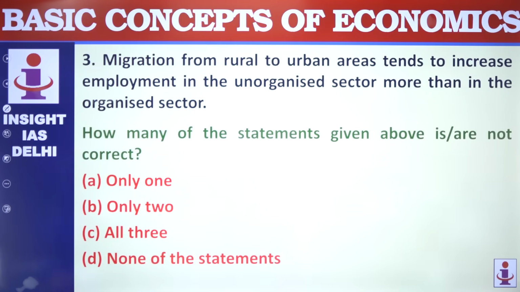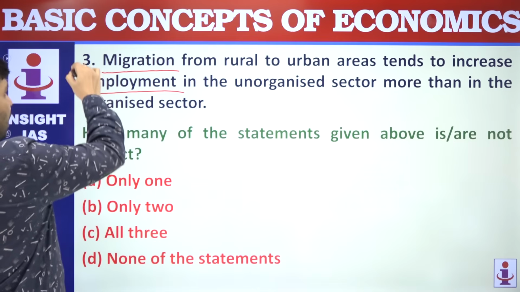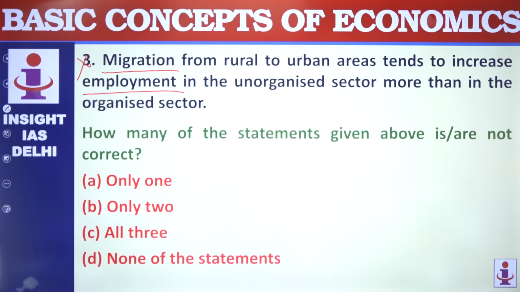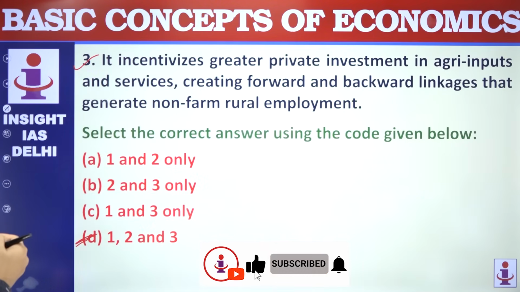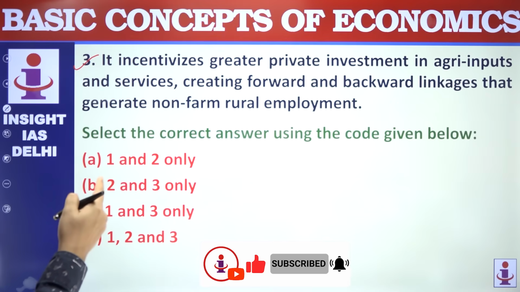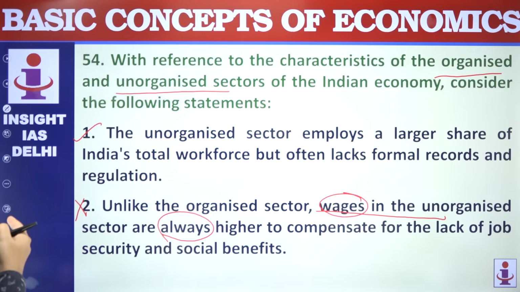Migration from rural to urban areas tends to increase employment. No, migration cannot by itself increase employment. Be very careful while reading statements. They have to be skilled. So two statements are not correct. So one is not correct, two is not correct. One is correct. Two: unlike the organized sector, wages in the unorganized sector are always higher. So 2 is not correct.